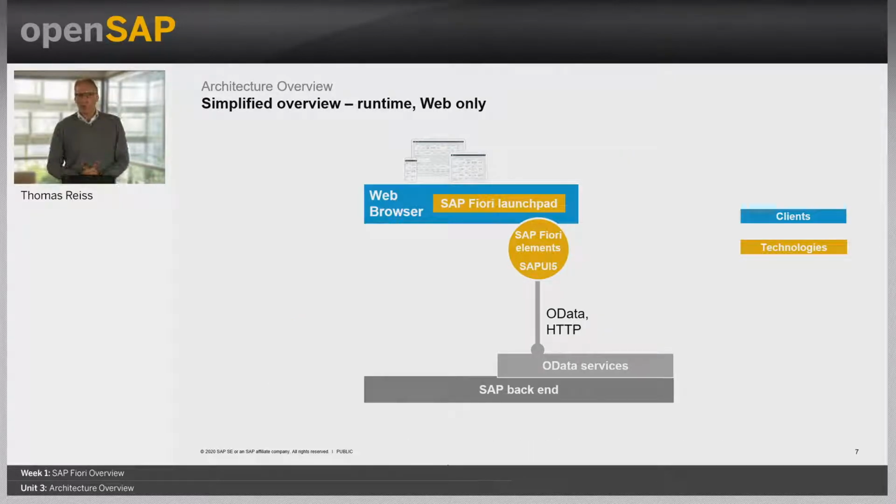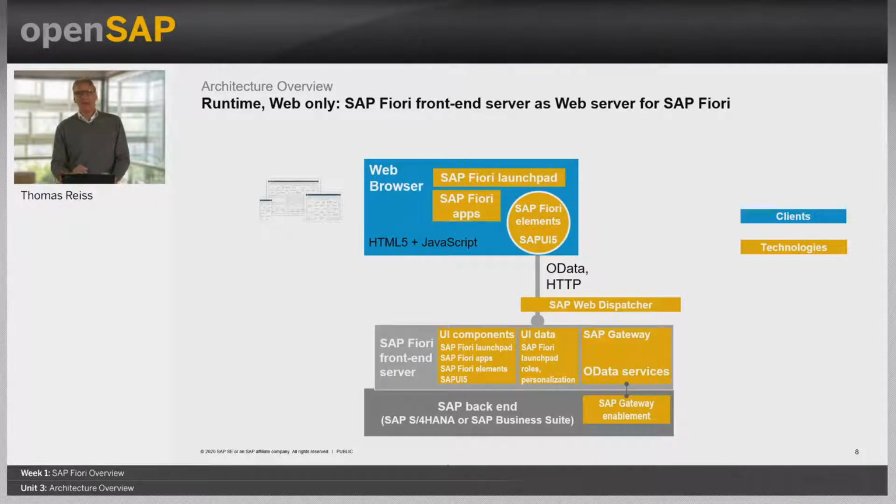Returning to the web-only view for Fiori apps, most of you will have heard that you need some kind of web server to provide web applications. So where is the web server in this picture? Let's zoom in and have a look. The SAP Fiori front-end server acts as the web server for SAP Business Suite or SAP S/4HANA backends, in fact for all ABAP-based on-premise systems.